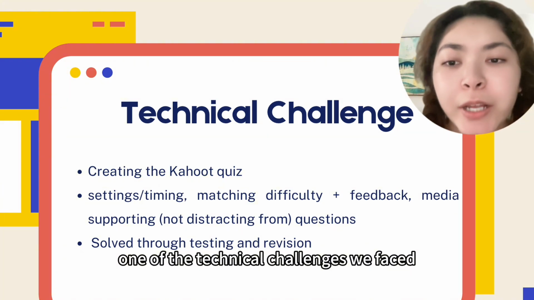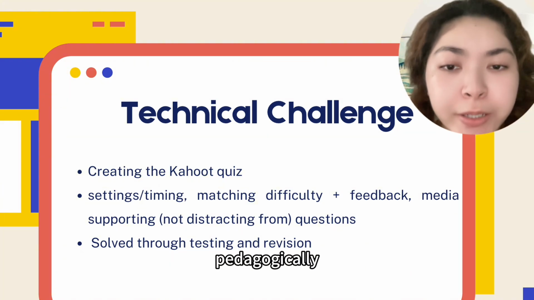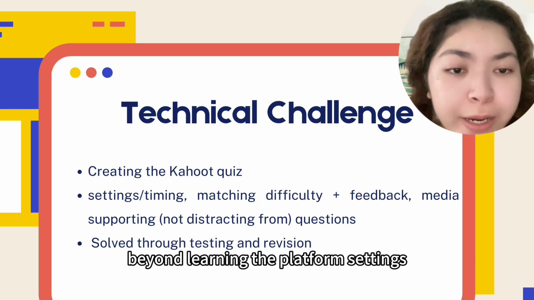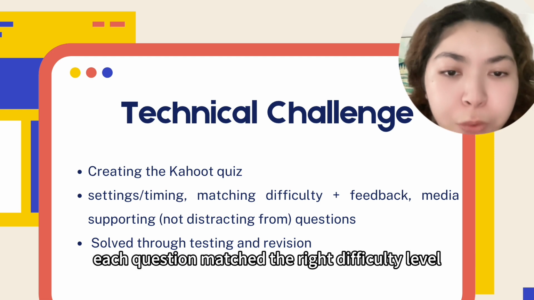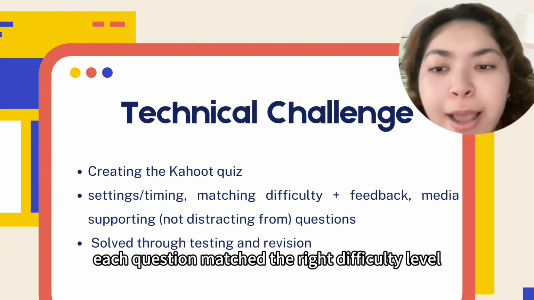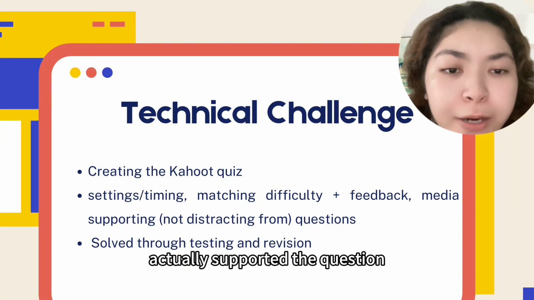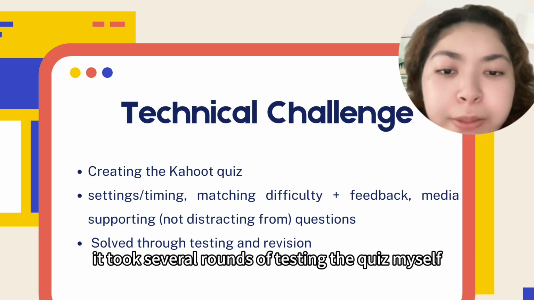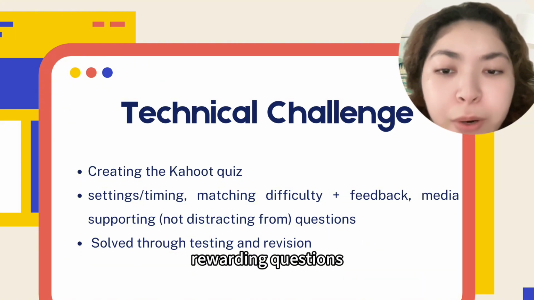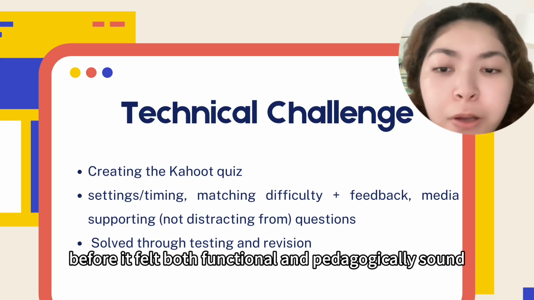One of the technical challenges we faced was creating our Kahoot quiz so that it worked the way we intended pedagogically. Beyond learning the platform settings, like timing and question formats, I had to make sure each question matched the right difficulty level and gave useful feedback, and that any images or media I added actually supported the question instead of distracting from it. It took several rounds of testing the quiz myself, adjusting timing, rewording questions, and tweaking visuals before it felt both functional and pedagogically sound.